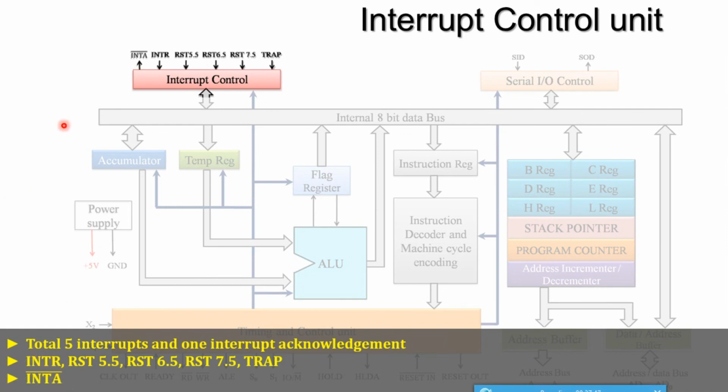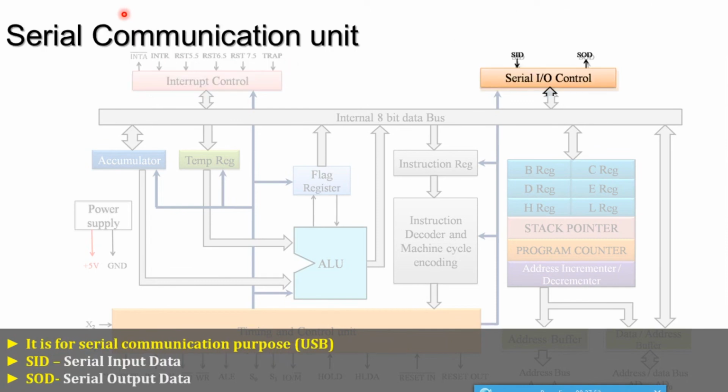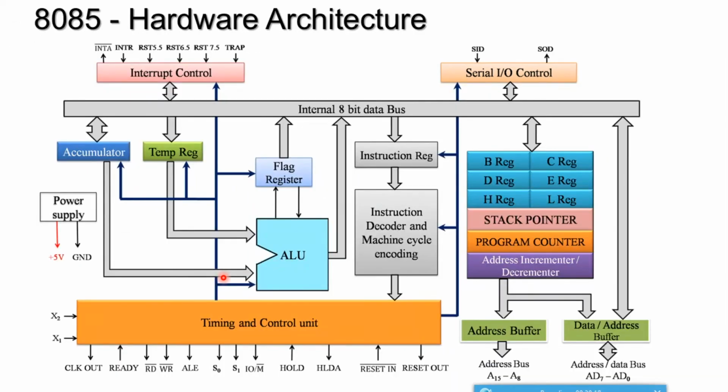Last one, the serial control unit. SID is serial input data, and SOD is serial output data. This is for the purpose of serial communication. In our laptop or mobile phone we have USB ports, universal serial bus. Similarly, we have serial communication in our 8085. With these few words, we can conclude the concept of the hardware architecture of 8085.